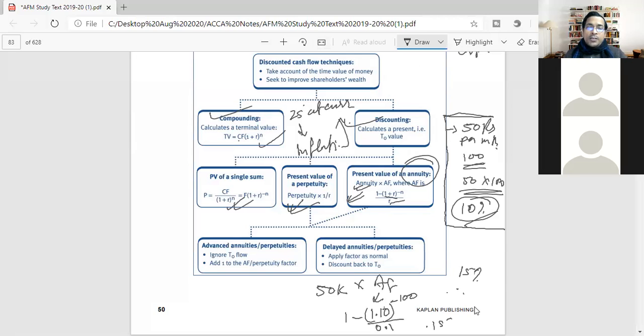So in this case, 50K times 1 minus 1.1 to the power of 100, divided by 0.1. That will be the calculation for present value of an annuity. So to introduce the concept, how all this formula and the terminology works, these are the basics that we are going to use in NPV calculations.